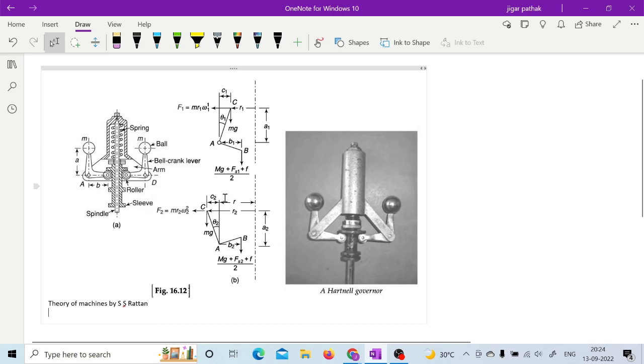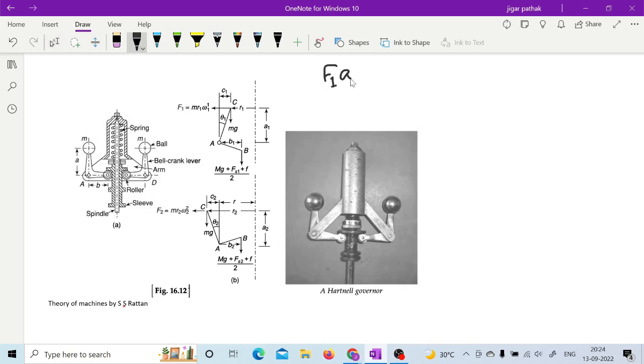So if you again go for this equilibrium of moment, then here you can consider equilibrium of moment around point A. So if you write it for both the cases, then you can write that F1 a1 is equal to this 1/2. We are again considering only half the portion, so you can consider this mg plus Fs1 plus f into b1 plus this mg c1, right?